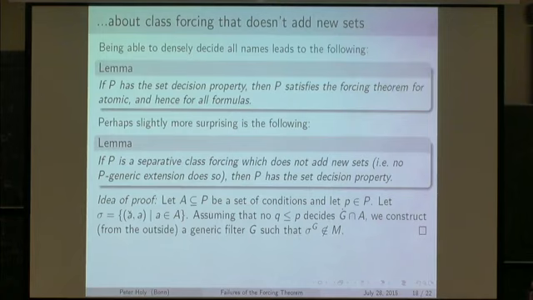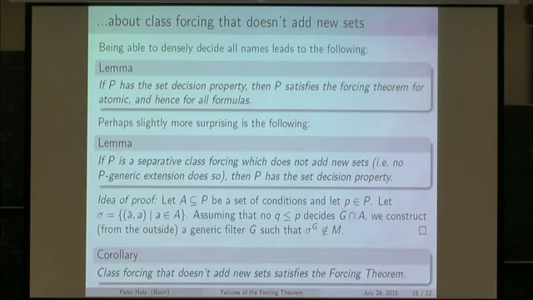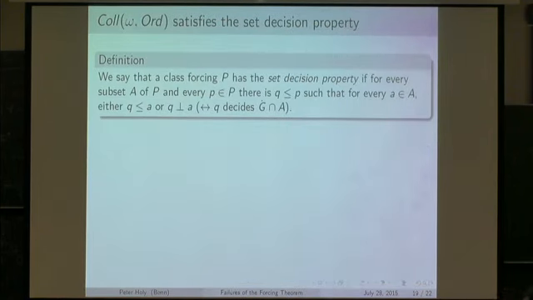I wasn't planning to talk about the details of this, but with this idea it's not too hard. And this leads to the corollary that class forcing which doesn't add new sets always satisfies the forcing theorem. Now I want to argue that this collapse forcing actually satisfies the set decision property, which is easy to see. And then, of course, this implies that it doesn't add new sets, and it also satisfies the forcing theorem.